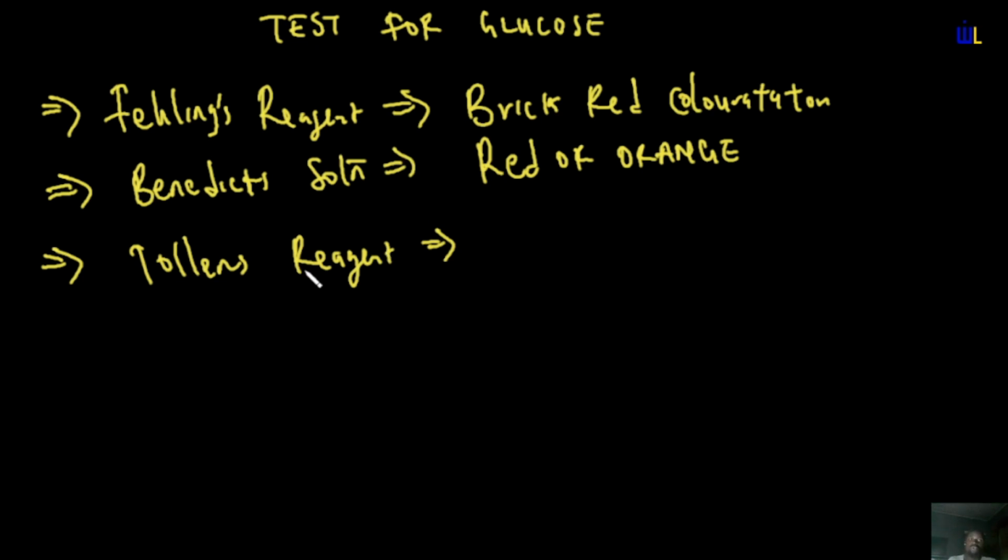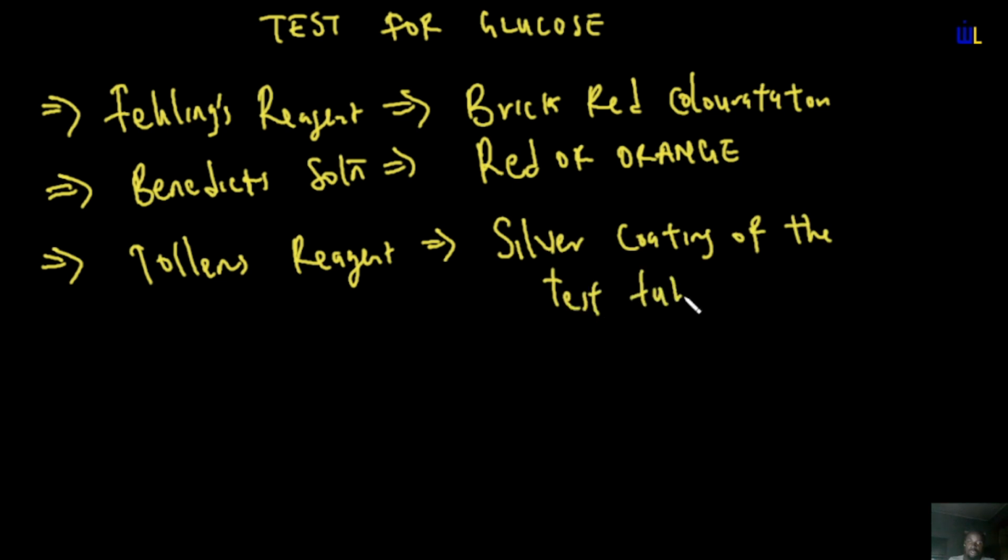Now, when you introduce Tollens reagent to glucose, what happens is there will be a silver coating of the test tube walls. So have that in mind, that once you introduce Tollens reagent to glucose, you have a silver coating, and that is a confirmatory test for glucose.